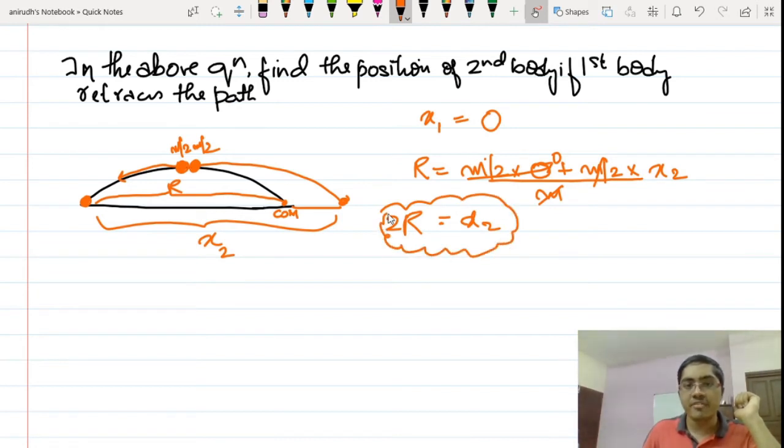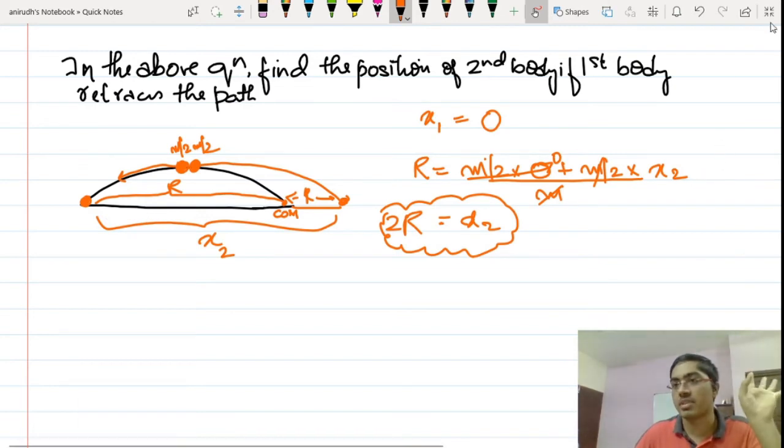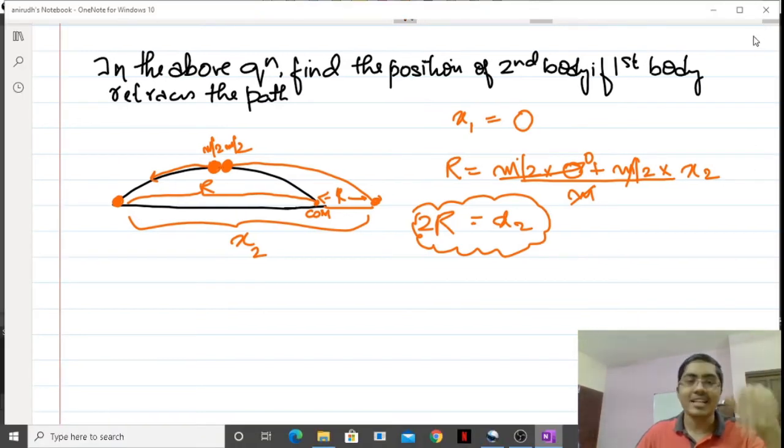So this is the answer for this question. Whenever the first body retraces the path, the second body will be falling at a distance of 2R from the point of projection. So this is an important question. Again, this can be another question that can be asked in the exam. Fine, let's proceed to the next question.